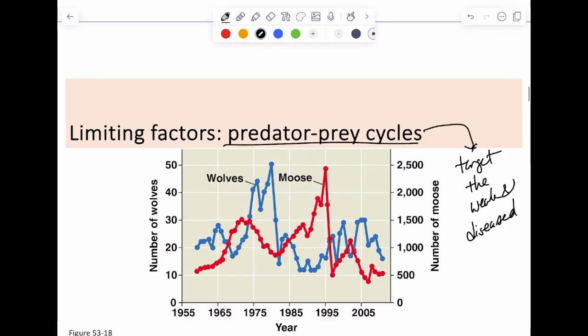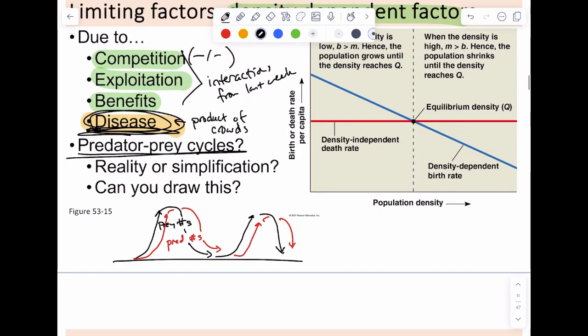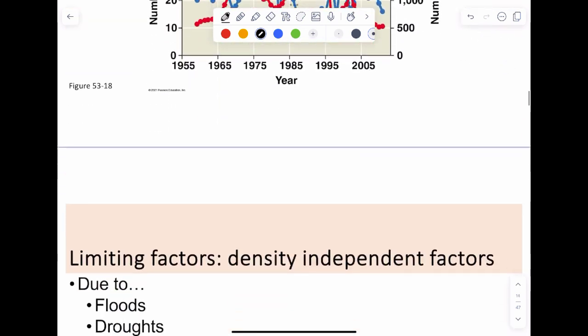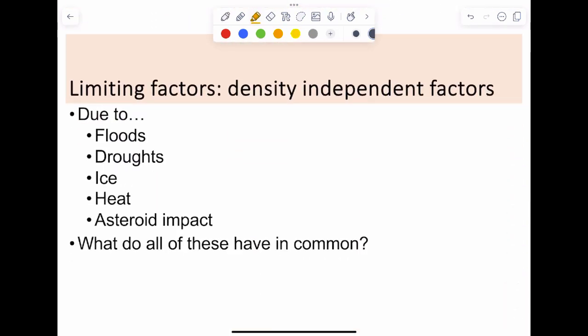But it's not as simple as this, oh, there's more of them, so the predators eat more, and then it just kind of oscillates up and down because they typically are population control. I've told you all that. Density independent factors. So this has nothing to do with how crowded it is. If it floods and you drown, it doesn't matter if you're in a population of 50 million or if you're in a population of 6. Flood's a flood, and at last check, drowning is drowning.